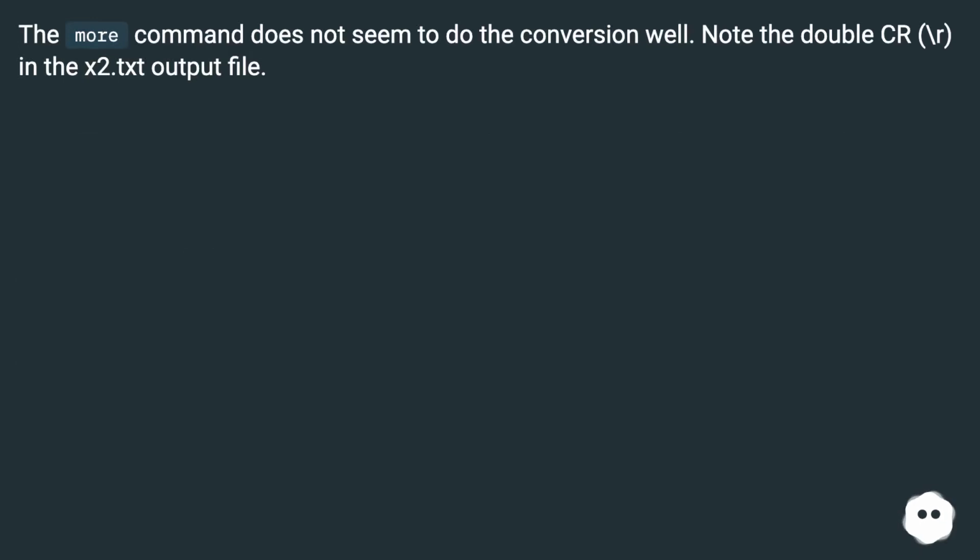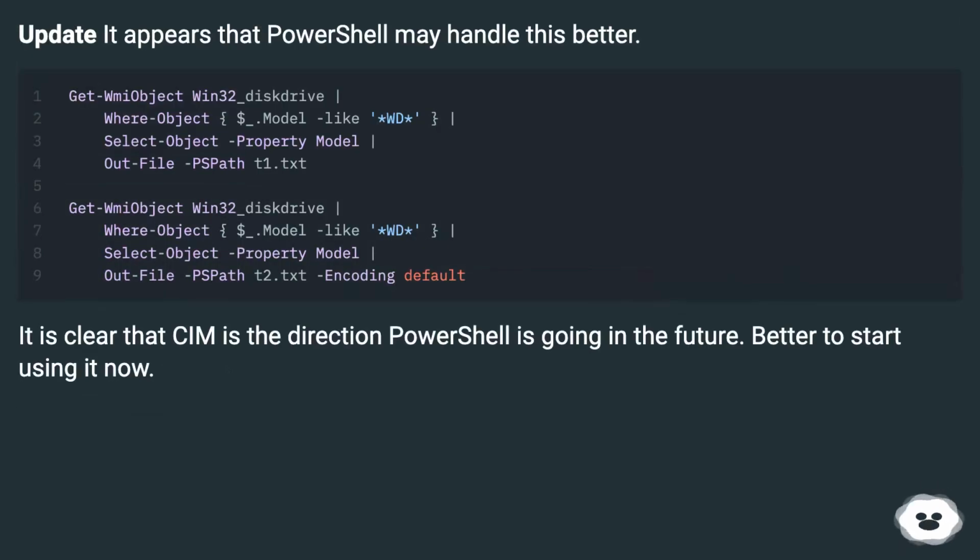The more command does not seem to do the conversion well. Note the $CR\R in the x2.txt output file. Update. It appears that PowerShell may handle this better. It is clear that CIM is the direction PowerShell is going in the future. Better to start using it now.